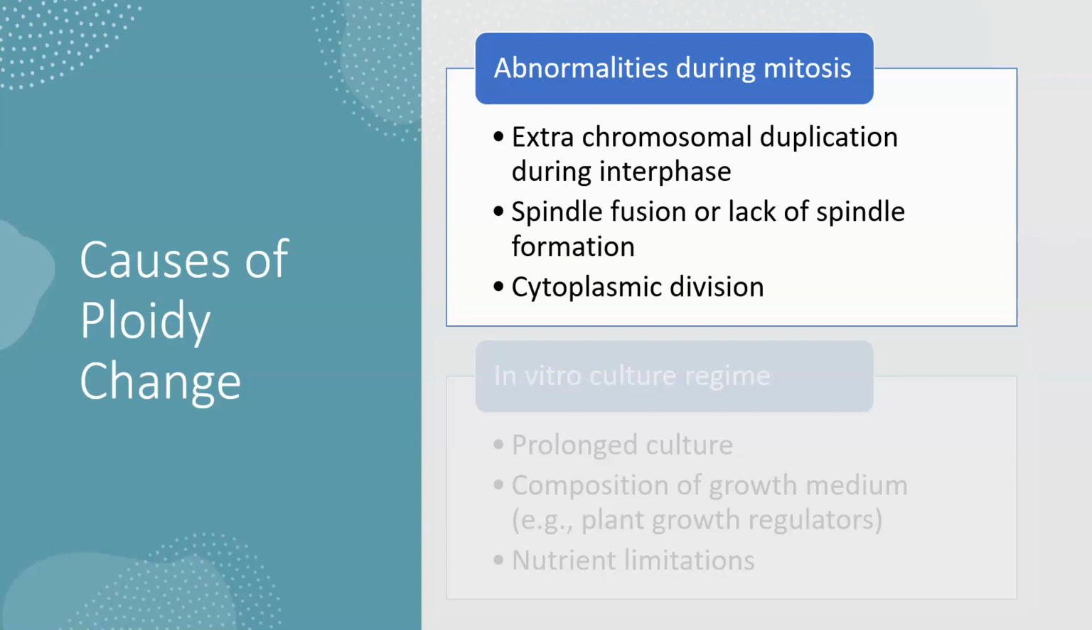Changes in ploidy originate from abnormalities that occur during mitosis. For example, extra chromosomal duplication during interphase, spindle fusion or lack of spindle formation, and cytoplasmic division. As plant cells grow in age, the frequency of changes in ploidy increases. Therefore, changes in ploidy observed in cultures and regenerated plants might have their origin in the source of tissue explants used.